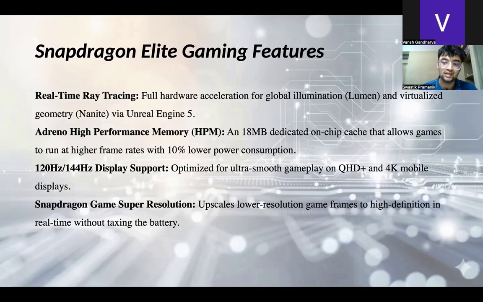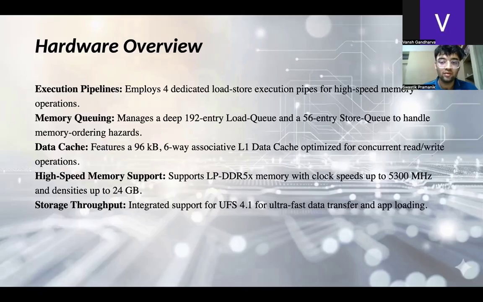Now, moving on to the next slide. We will now see the hardware overview of the processor. As we can see, there are execution pipelines. It employs four dedicated load store execution pipes for high speed memory operations, as well as memory queuing. It manages a really deep load queue which has 192 entries and a store queue which has 56 entries to handle the memory ordering hazards.